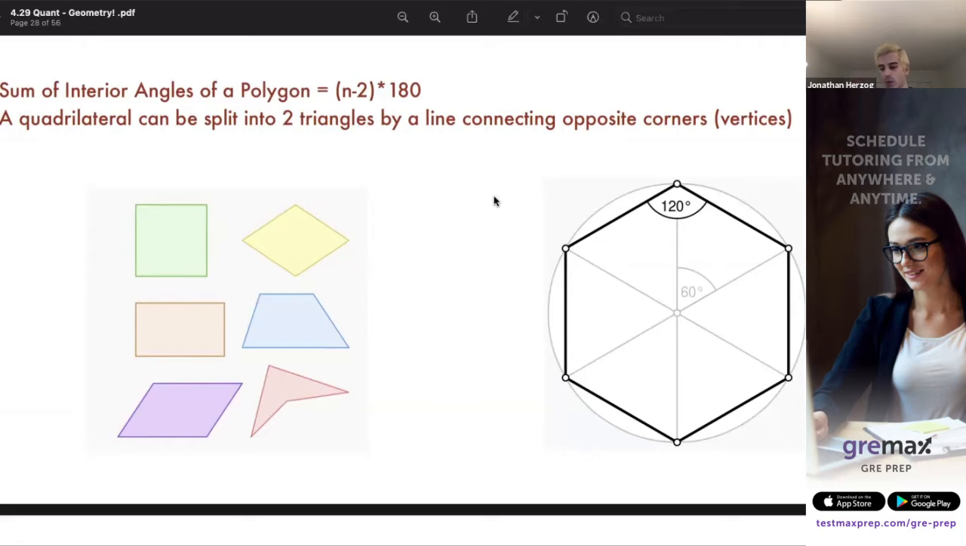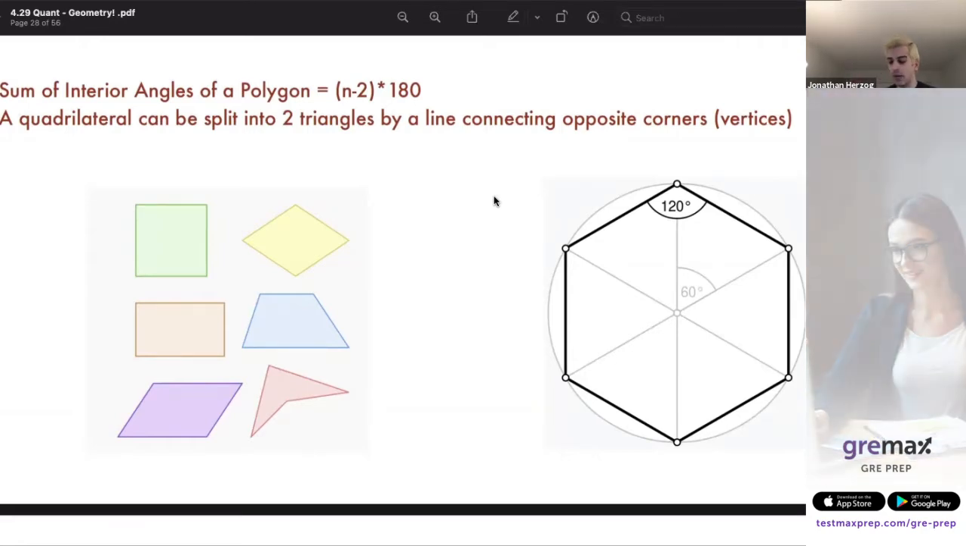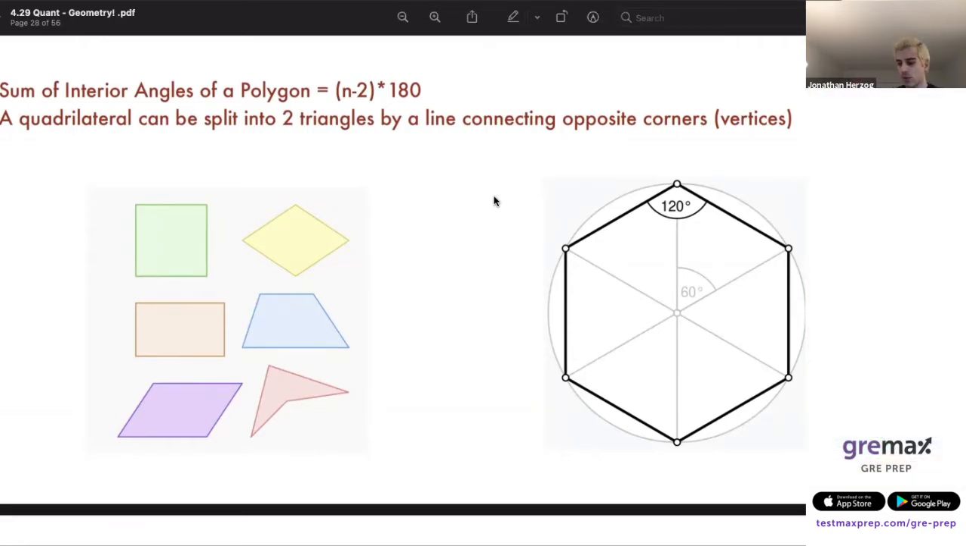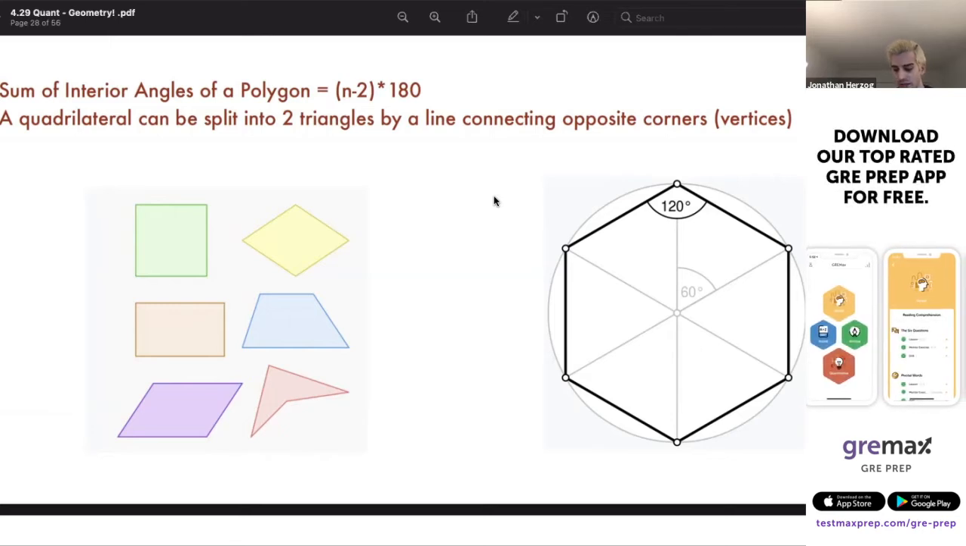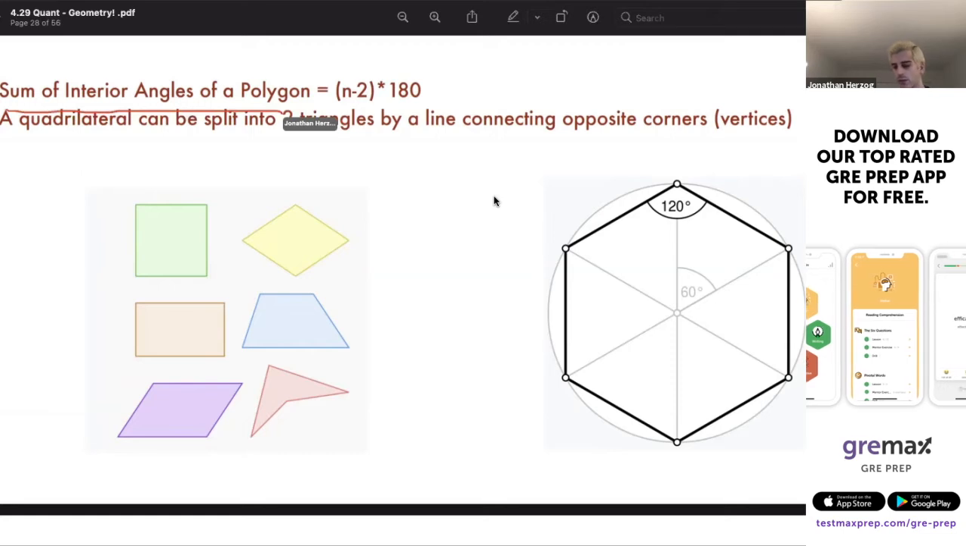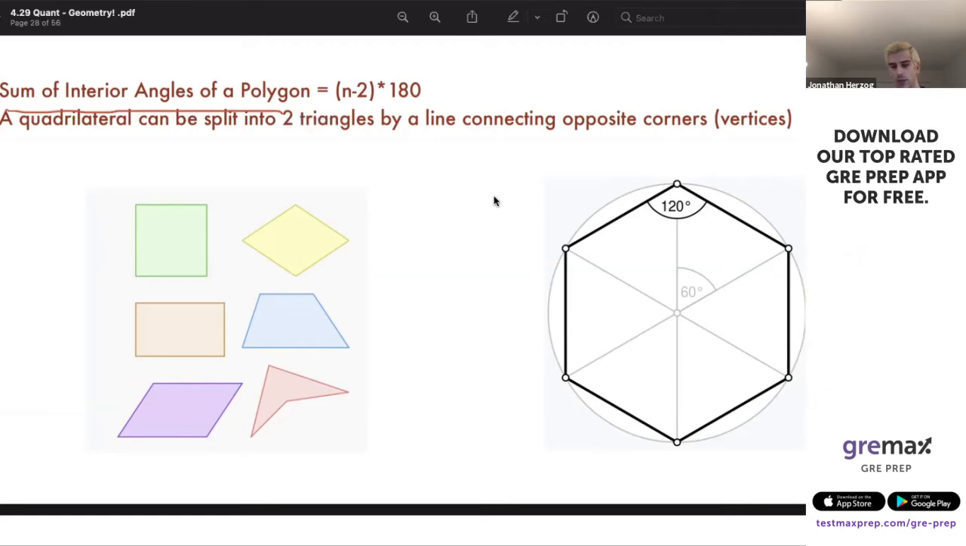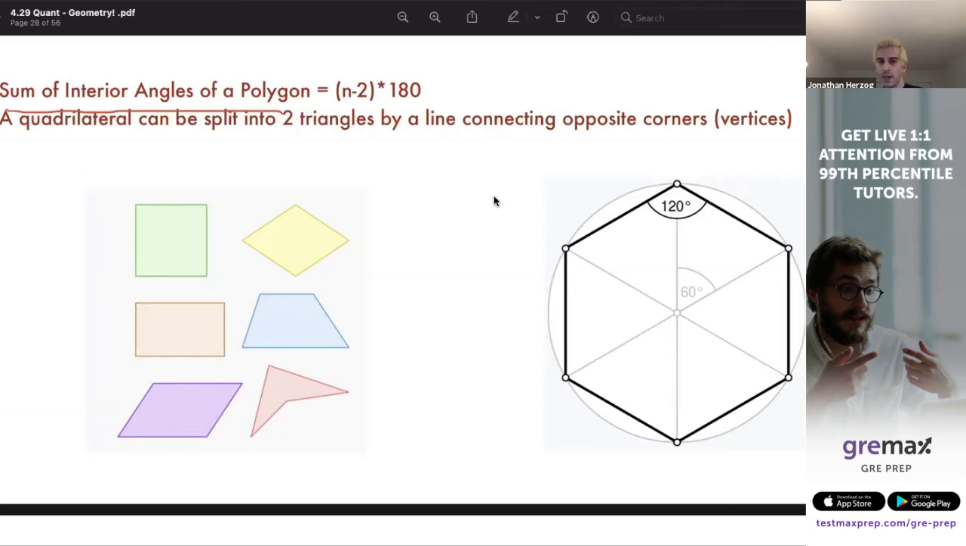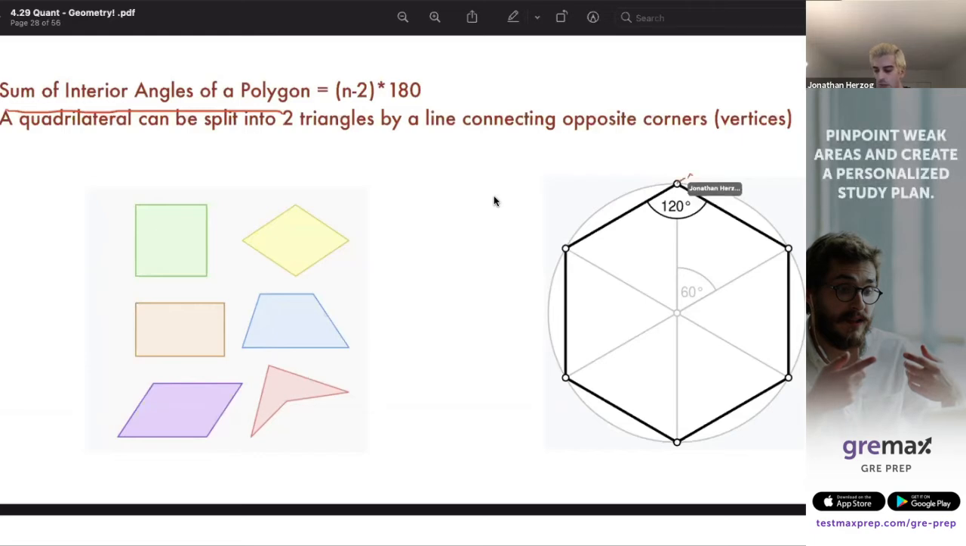A brief overview of a rule that you may possibly get 1 out of the 40 questions of the quant section on, if at all, is the sum of the interior angles of a polygon, which can be broken down into its constituent triangular components. So we find that the sum of interior angles of a polygon, now of course, as always, sometimes you may need to extend lines to visualize it for yourself.